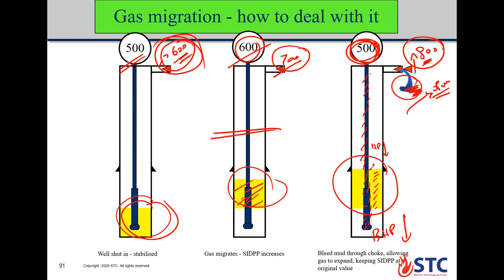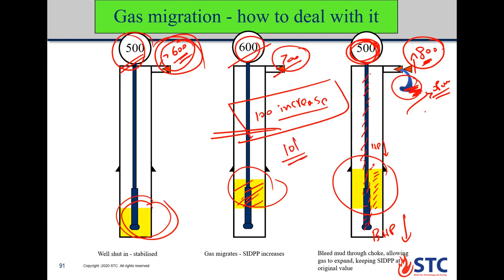Here we have 500. Then due to gas migration, we have a 100 increase. So we open the choke, bleeding some mud to make a reduction for this 100 increase, so back to the normal value, 500 psi. Normal situation. But if we make a reduction of more than 100, for example 101 psi, we are going to be underbalanced, so we have a further influx.